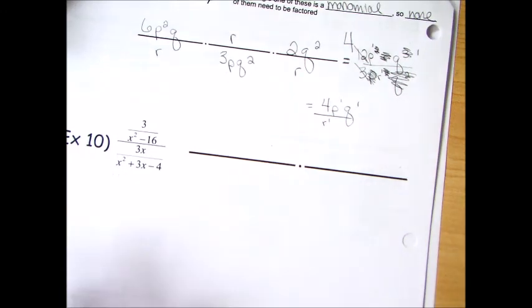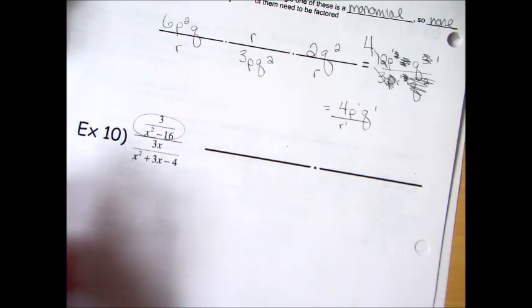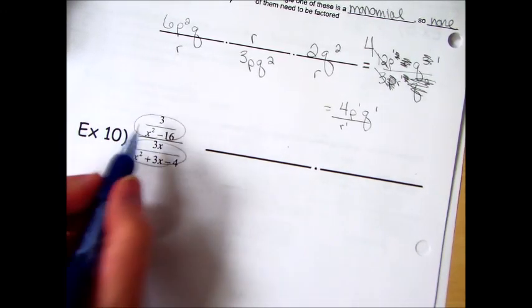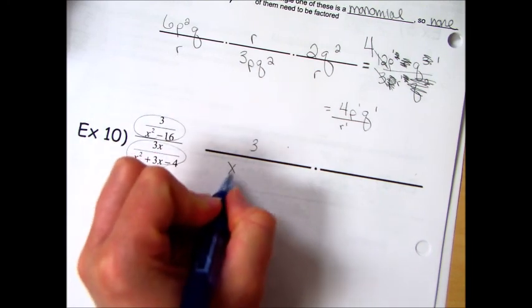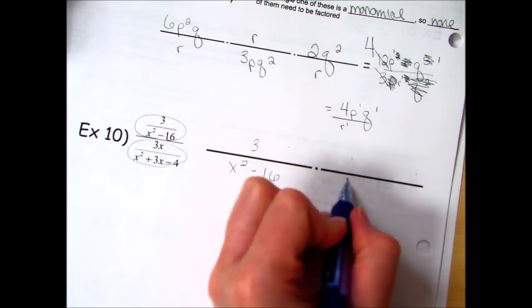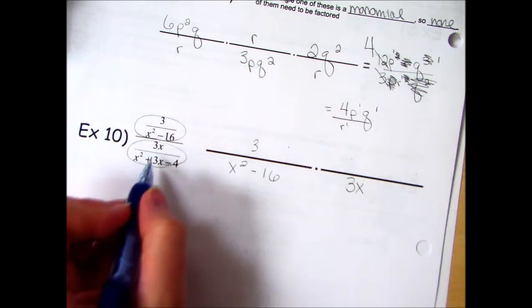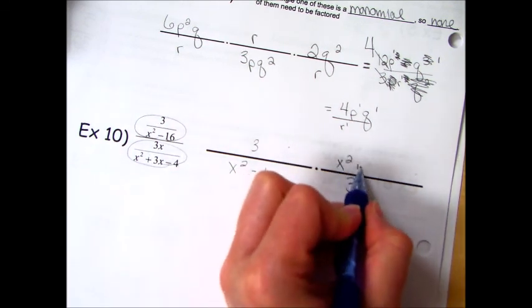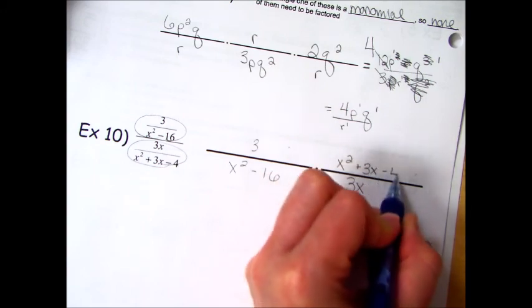Number 10. I'm going to change this division problem into a multiplication problem. Keep the first one the way it is. Change the second one. So 3x is actually going to go on the bottom because this is division. X squared plus 3x minus 4 is going to go on the top.